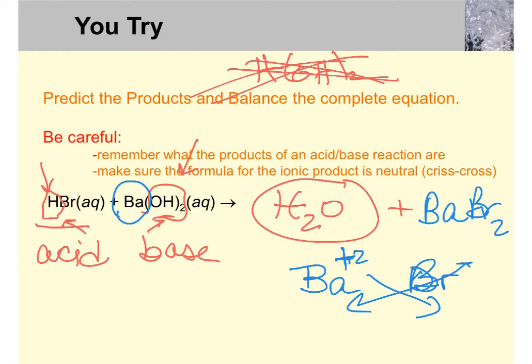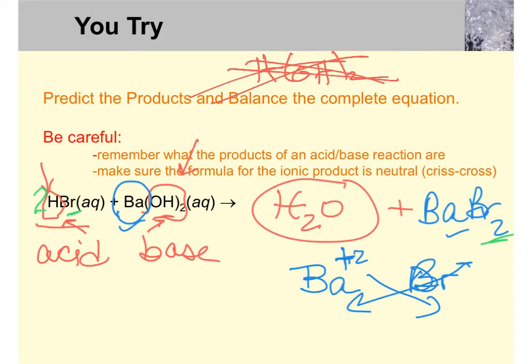Alrighty, so now you can balance the reaction. Metals first. Barium's my metal. They are already balanced. I'm going to save oxygen and hydrogen till last. So I'm going to do bromine next. Let's see. I have one bromine on the reactant side, but I have two on the product side. So I'm going to put a coefficient of 2 in front of HBr.